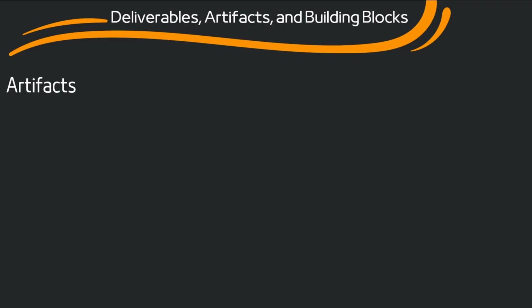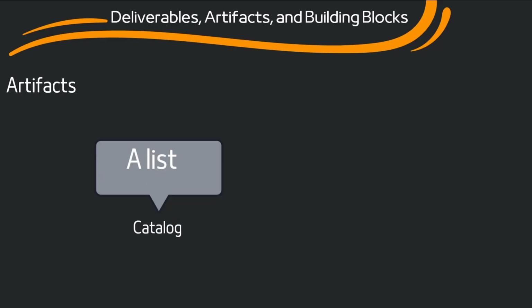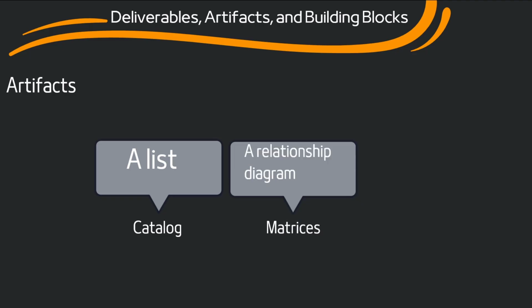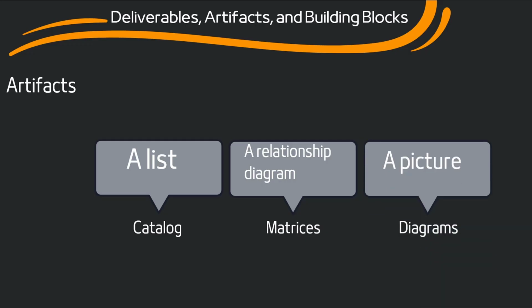The first subtype is known as a catalog, which is basically a list of things. The second type is known as a matrix. It is more of a relationship diagram that shows how two different parts may be interrelated, for example, how stakeholders and accountability might be interrelated. The third type is a diagram, and a diagram is basically a picture, for example, a network diagram or a database relationship diagram.